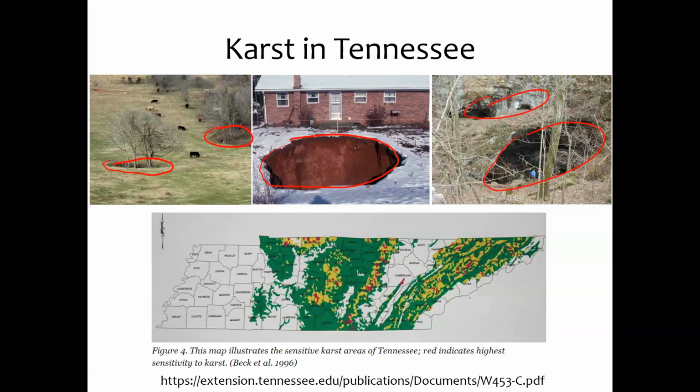We look at this map, we can see a map of where the most sensitivity to karst is. So green is some sensitivity, yellow is moderate, and then red is the most sensitivity to karst. And so if we look at Knox County here, we see that the entire thing is sensitive to karst. And so depending on where you are in Knox County, you might have some sinkholes forming below you.